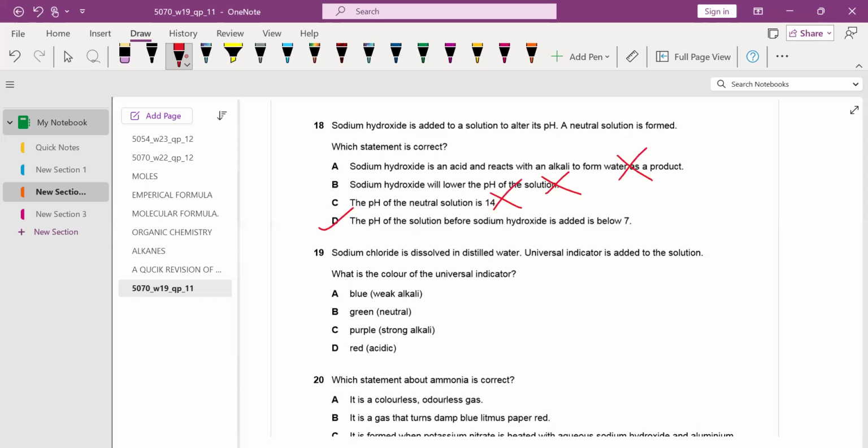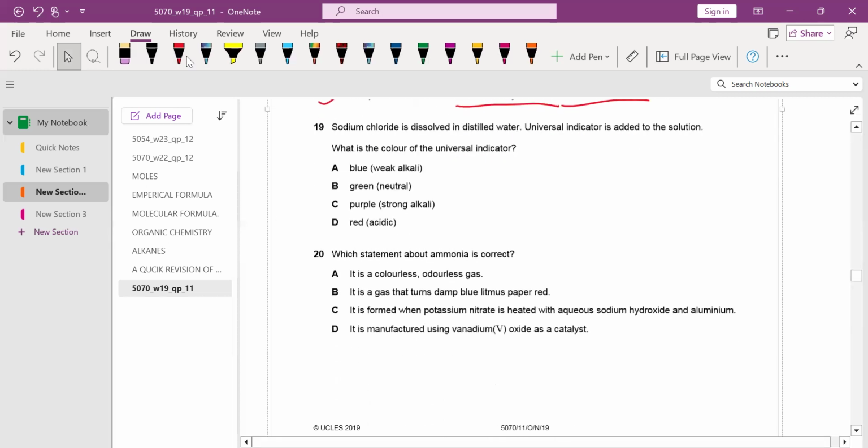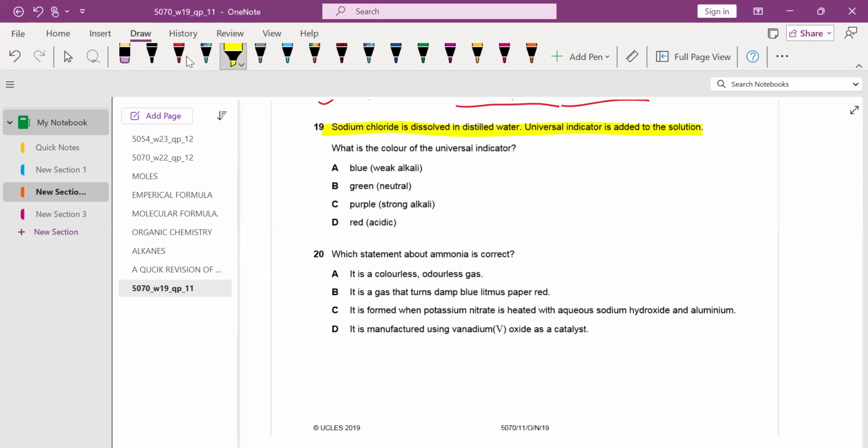The pH of the solution before sodium hydroxide is added is below 7. Yes. So before sodium hydroxide is added, the pH is below 7, and when the sodium hydroxide is added, the pH alters and the solution becomes neutral. Question number 19, sodium chloride is dissolved in distilled water. Universal indicator is added to the solution. What is the color of the universal indicator? In sodium chloride, when the universal indicator is added, it turns green, neutral.